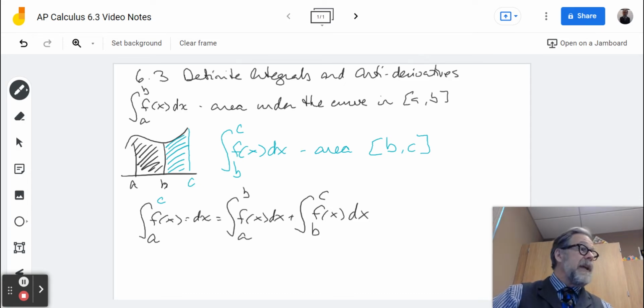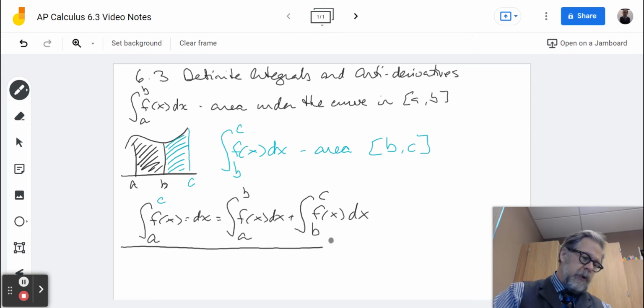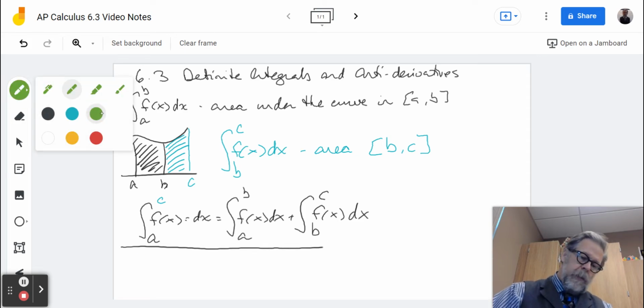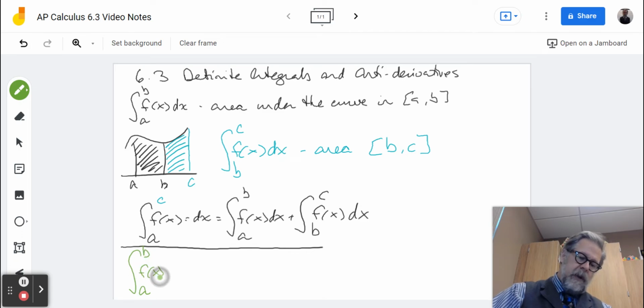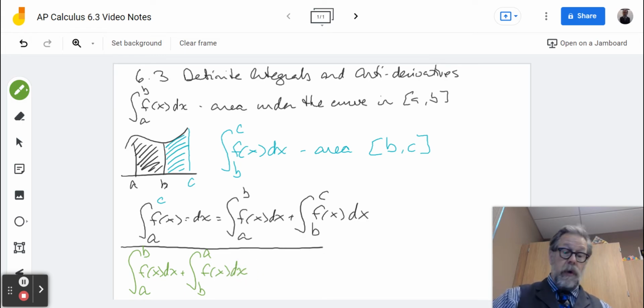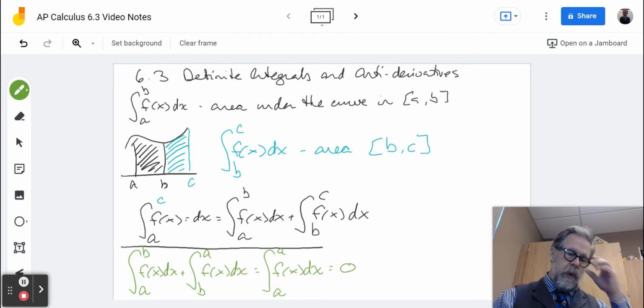Let's look at the integral from a to b of f of x dx plus the integral from b to a of f of x dx. Well, according to our previous rule, this should just be the integral from a to a of f of x dx. And that must equal 0 because I have an interval width of 0.